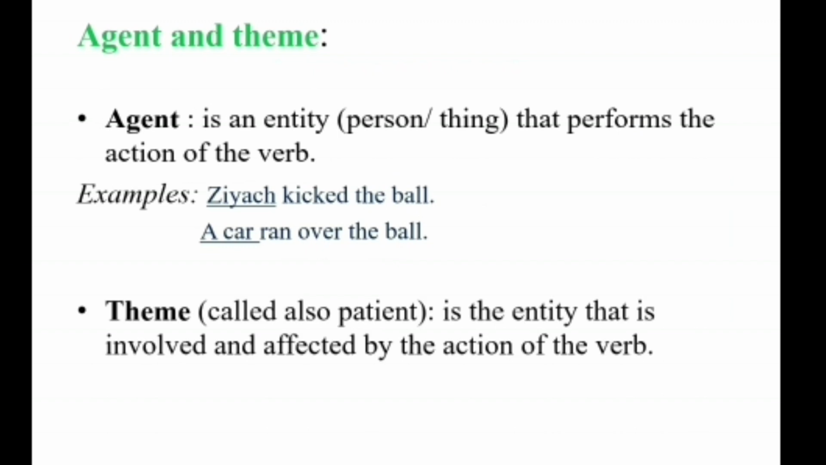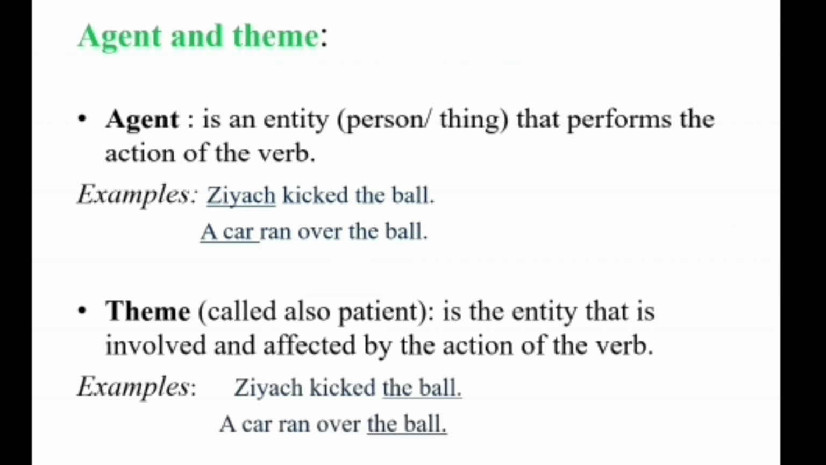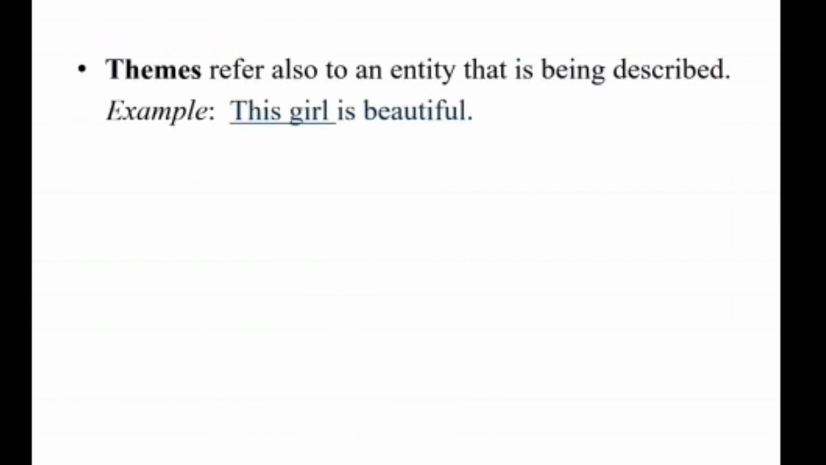A theme, also called patient, is an entity that is involved and affected by the action of the verb. In the examples given above, the ball is the theme because it's the entity which is affected by the action of kicking or running over the ball. Themes here can also refer to an entity which is being described. For example, we have here, the girl is beautiful. Even if the girl is the subject, and typically subjects are agents, in such cases where there is a description of something or someone, even if it's the subject of the sentence, it's semantically a theme.